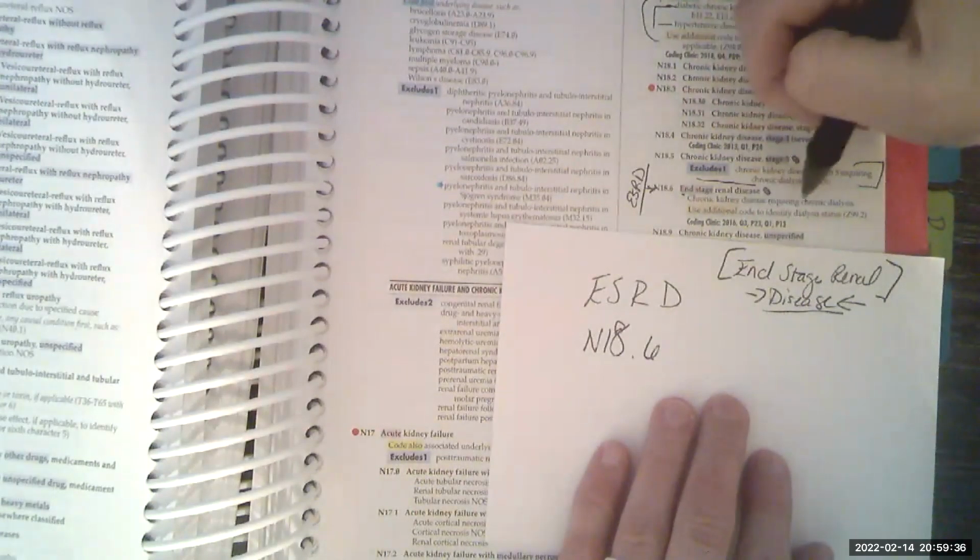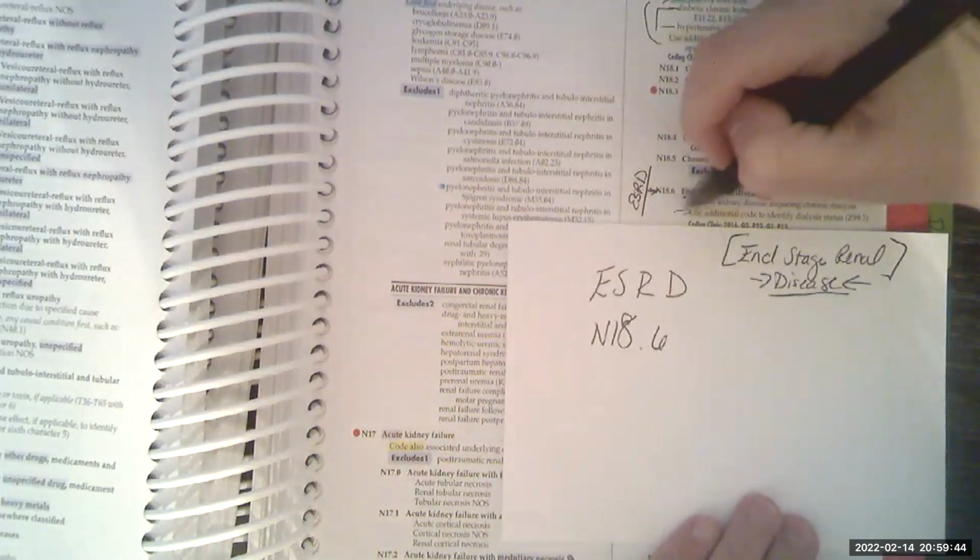So in 18.6, it says end-stage renal disease. So I would mark this as ESRD, so that way you remember it. Yes, please write in your book. It states chronic kidney disease requiring chronic dialysis. So that's basically what ESRD is. It requires chronic dialysis. It also gives us this note here. It says use an additional code to identify the dialysis status. So this is directing us to use an additional code, and it is sending us right to the code.